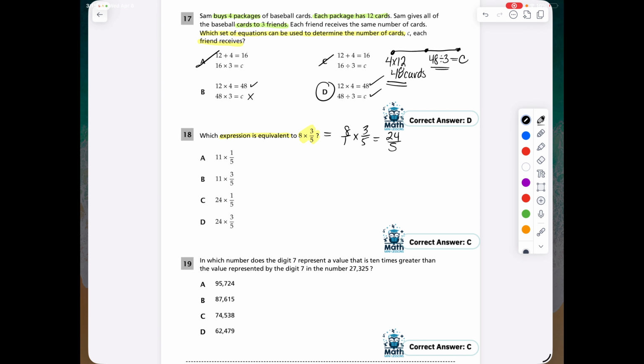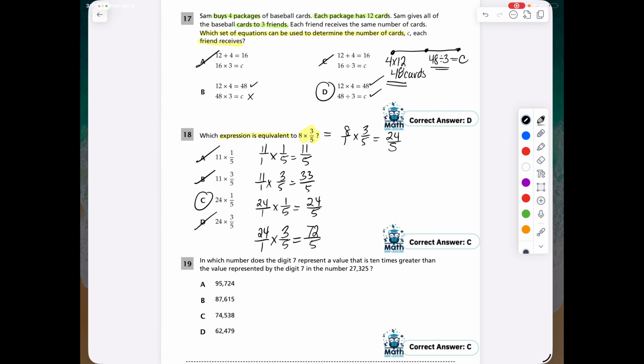So I'm going to do the same thing on my scrap paper. I'm going to do 11 over 1 times 1/5, and that gives me 11 over 5. That's not the same. 11 over 1 times 3/5 gives me 33 over 5. Nope, not what I'm looking for. My brain is focused, man. It knows it wants a 24. 24 over 1 times 1/5. This one looks so promising. 24 over 5. And there's my answer. And just to make sure, 24 times 3 is 72 over 5, which I know is incorrect. So C is the correct answer.